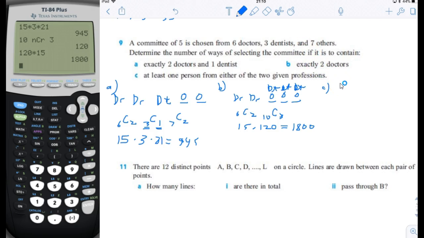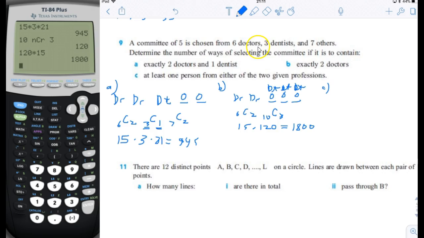A lot of times what you do is you invert the situation, and then you figure out how this doesn't happen, and then that gives you the exact opposite of what you need, and then just subtract that from the total. So let's try to do that, since this appears to be kind of complicated. So at least one person from either of the 2 given professions is the opposite of having nobody from doctors and nobody from dentists, right? That's like the opposite situation. So let's figure out how many ways there are to have no doctors and no dentists, and see how many ways that happens.